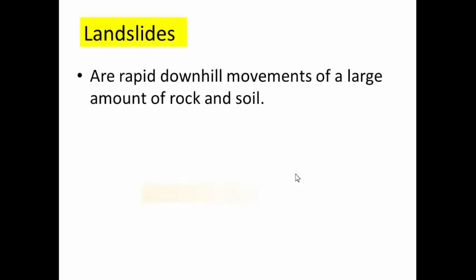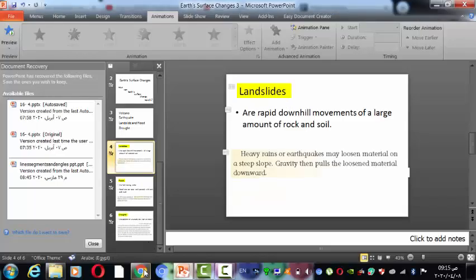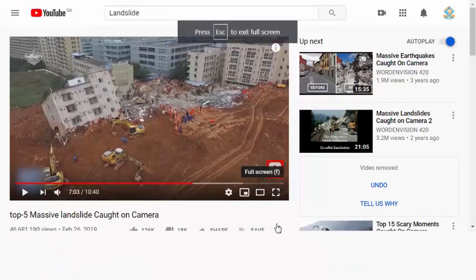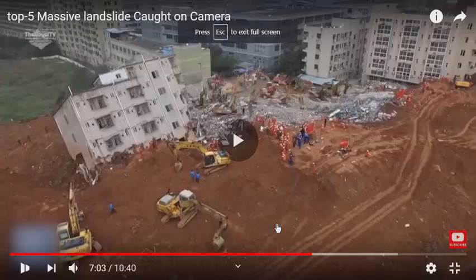Right here we have landslides. What is the meaning, teacher, of landslides? We have the definition of landslides: a rapid downhill movement of a large amount of rock and soil. To understand the meaning of this movement, you have to watch this video first.